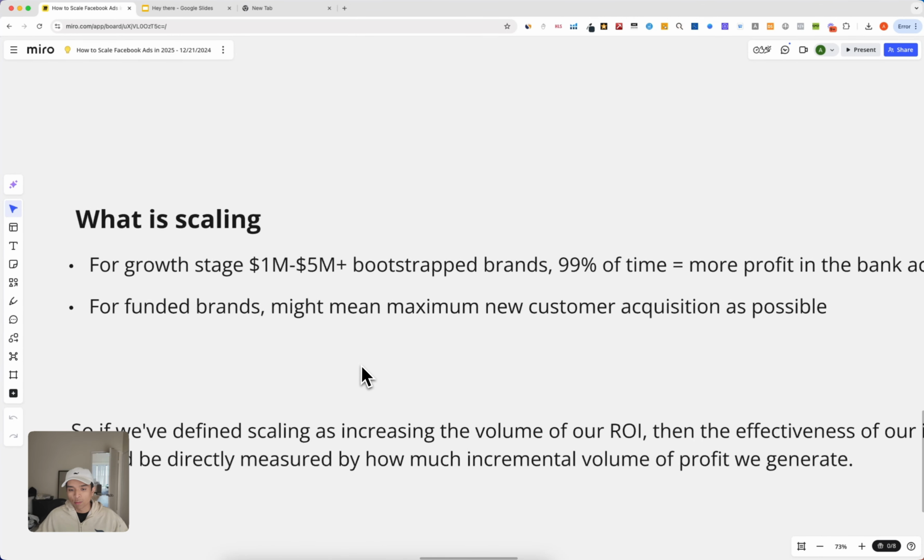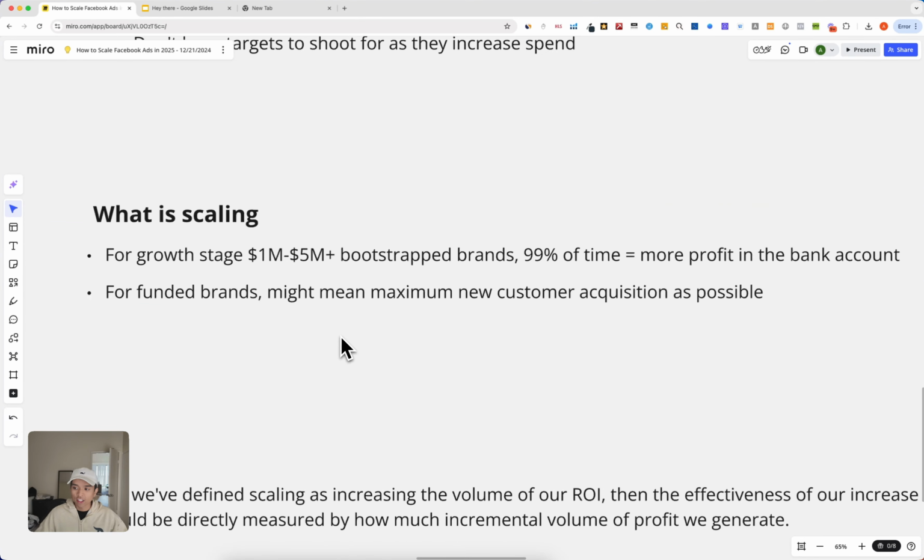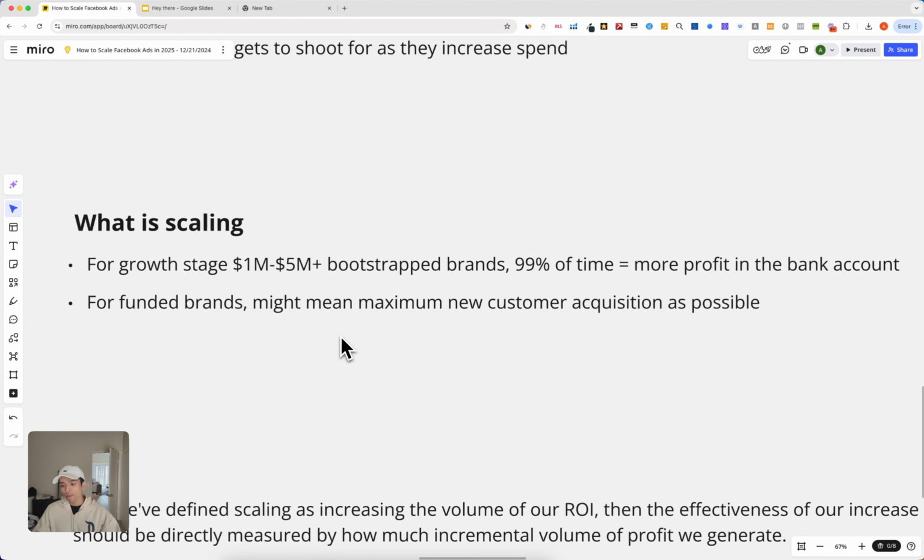So for growth stage brands, and growth stage brands typically doing at least $1 million to $5 million a month, bootstrapped 99% of the time, that's going to mean more profit in your bank account. You want to scale further so you can unlock more profitability and drive a higher volume of profit into your bank account. For funded brands, it might mean something else. It might mean you want to just max new customer acquisition for a couple of years and then pause acquisition, focus on returning customers, and really increase EBITDA. But most of the time, if you're trying to scale, it's because you want more profit in the bank account. I've not encountered a brand that says, yeah, I want to scale, but I'm okay if I make less money. Now, if you're one of those, then I don't know what to tell you.